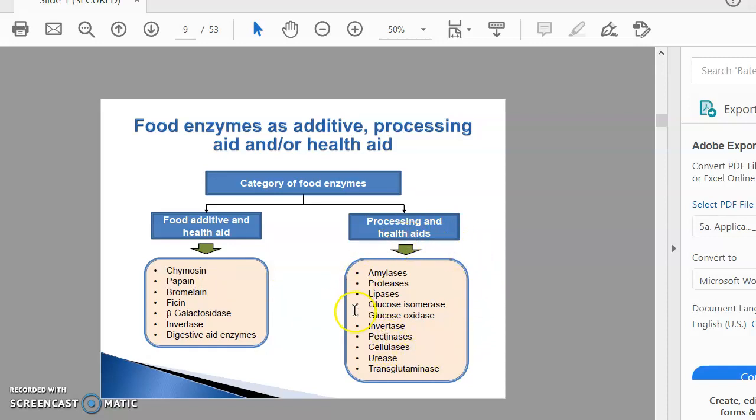Another category is essential for the processing. If you look at the list of enzymes here, I just take one example, which is transglutaminase, the enzyme that is used to bind the protein. So it is essential in the production of food products such as nugget and also fish ball.